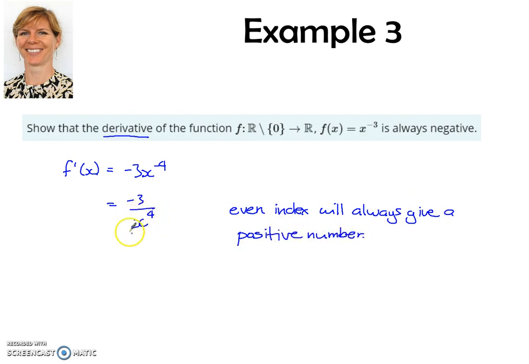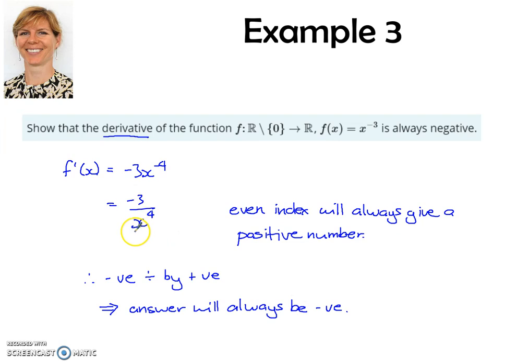So if this is always positive, then this is negative, so you'll have a negative divided by a positive, and therefore the answer will always be negative. Okay, so you can say that f prime x is minus 3 over x to the power of 4. We know that this will always be positive, therefore the value of f prime x will always be negative.